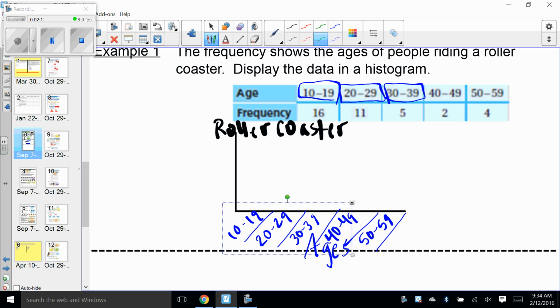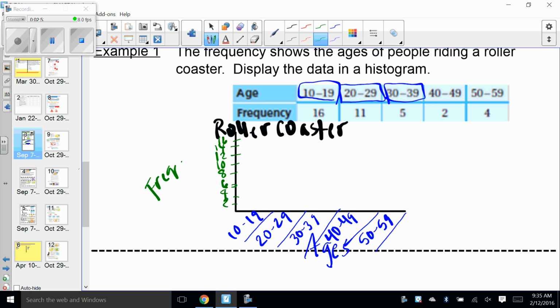Okay, so then our frequency would be over here, which means the number of riders in each of those categories. How many riders were in the ages of 10 to 19 and so on, which is what makes it a histogram, because of the frequencies or the range of numbers. So I'm going to just scale by twos. My writing's going to be kind of small here because of the space, but 2, 4, 6, 8, 10, 12, 14, and 16. Hang with me here, guys. It'd be a lot better if I was writing on the smartboard right now.